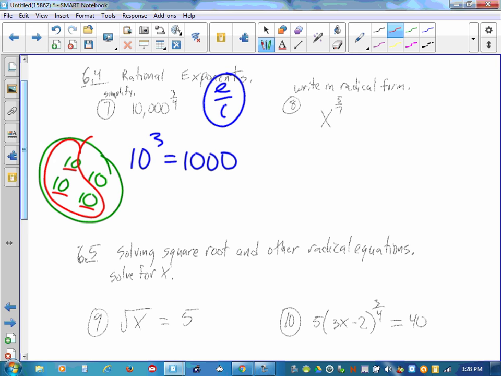So I have 3 tens that are being multiplied together, which is 1,000. So that's just a visual kind of way to think about it. Okay, radical form: there's the index, there is the exponent. Boom, done.